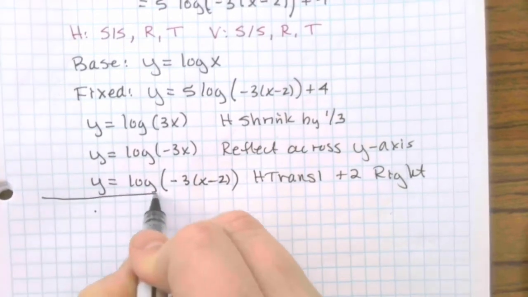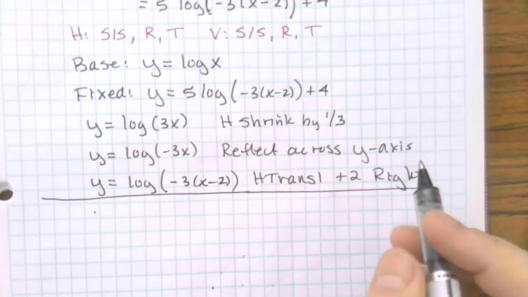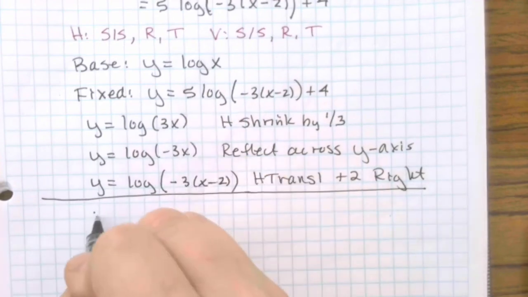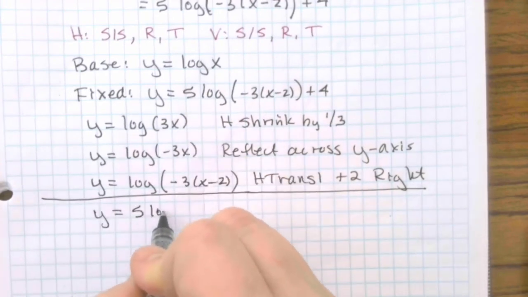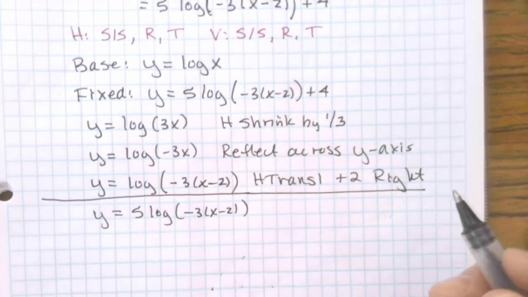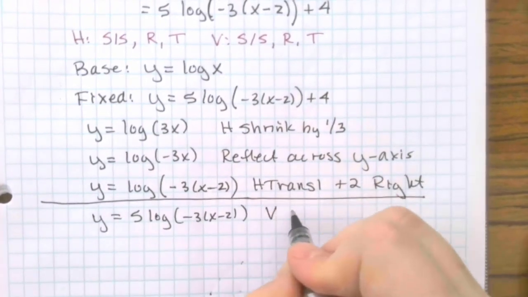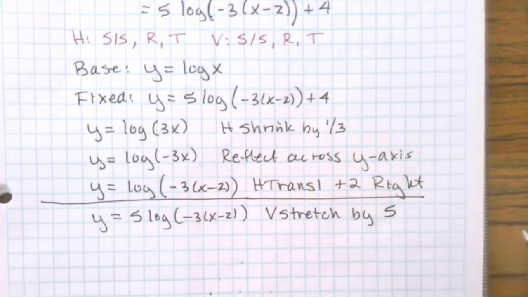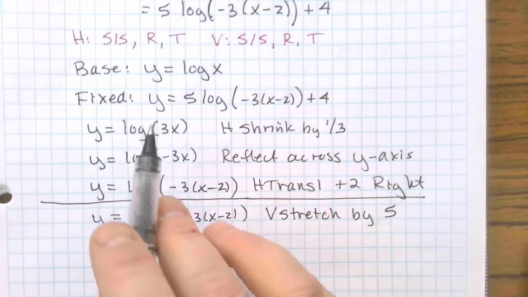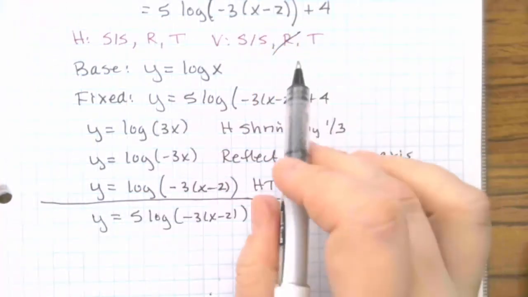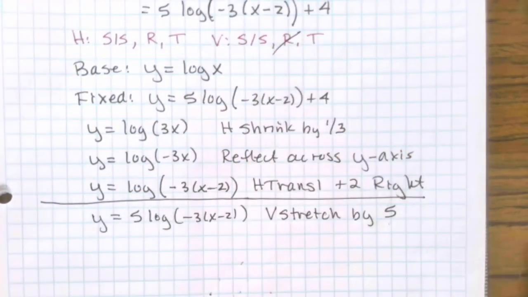I'm going to draw a line here. Now verticals. So we're going to do these outside numbers. So we start with stretch or shrink. That would be the 5. So 5 log of negative 3 times (x minus 2). The 5 is what you see is what you get. So it's a vertical stretch by a factor of 5. Okay, now reflect. Well, we don't have a negative being multiplied at the front of the log, so there is no reflection across the x-axis. So we're going to skip that.